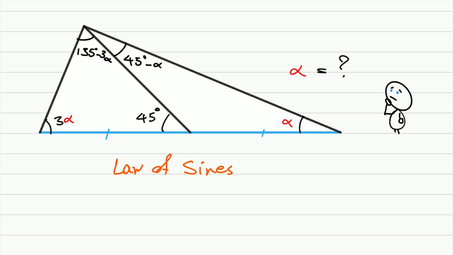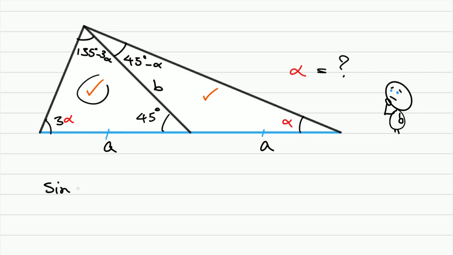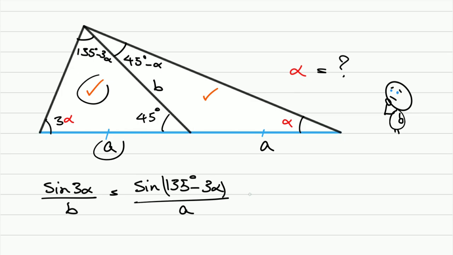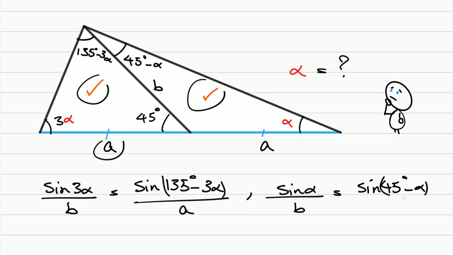Alright, now we're going to apply the law of sines on this triangle and this one. So first for this one, let's call this segment in the middle B and these two blue segments A. Now sine of 3 times alpha over the opposite side, B, is equal to sine of 135 degrees minus 3 times alpha over the opposite side, this one, A. And now for this triangle, sine of alpha over the opposite side, B, is equal to sine of 45 degrees minus alpha, this angle, over the opposite side, A.